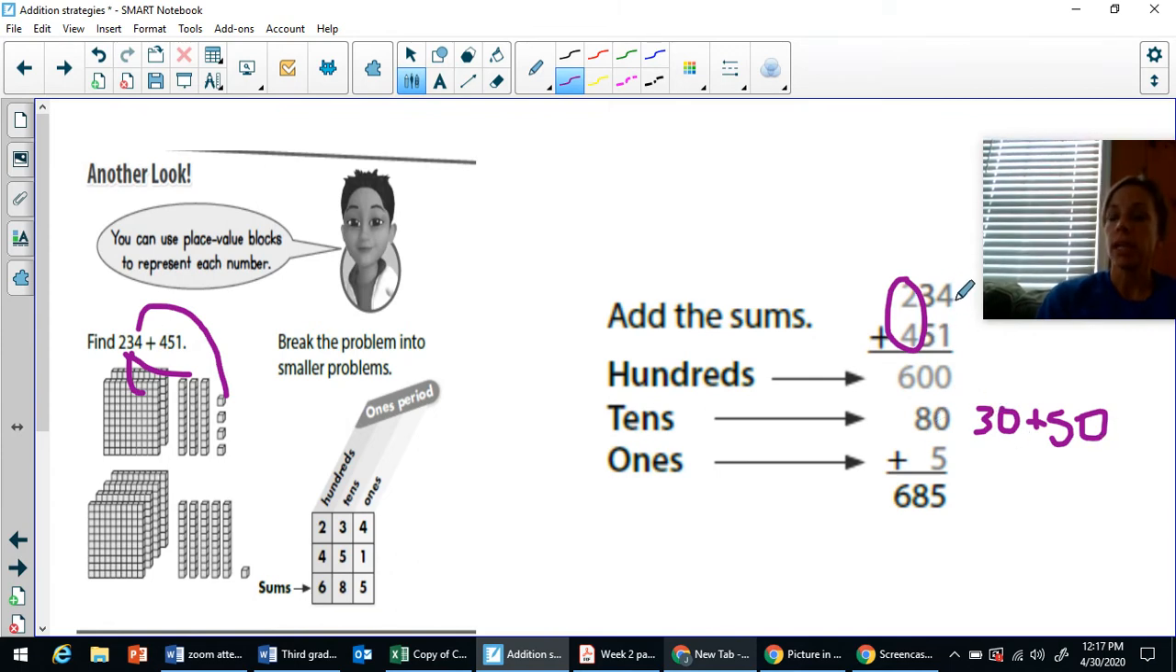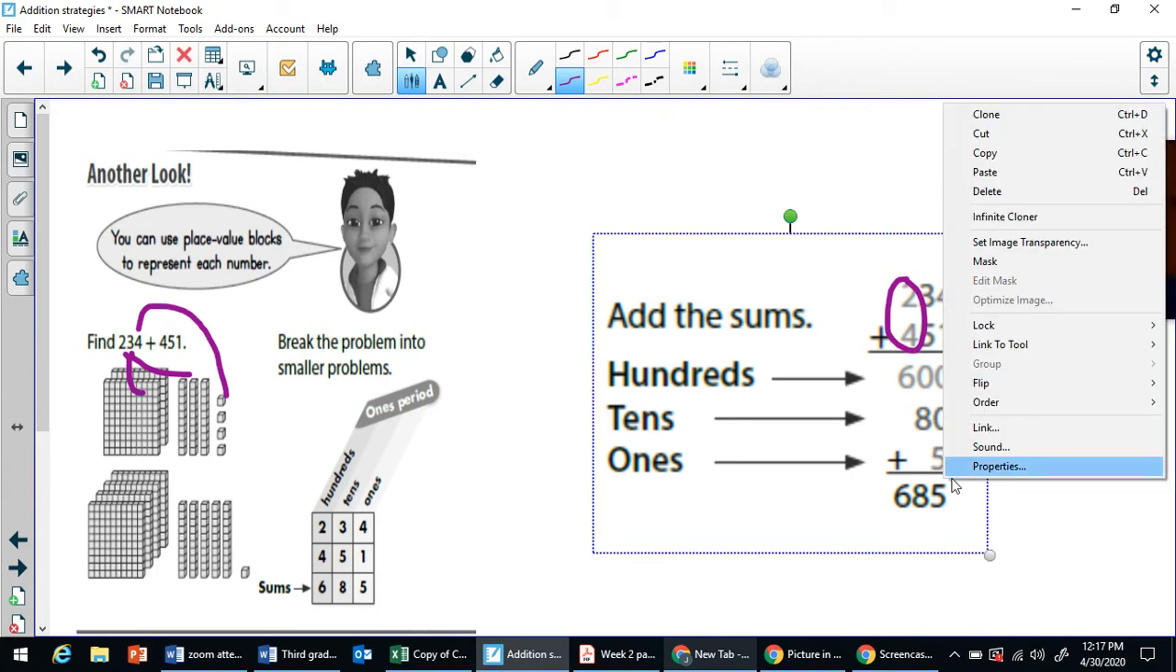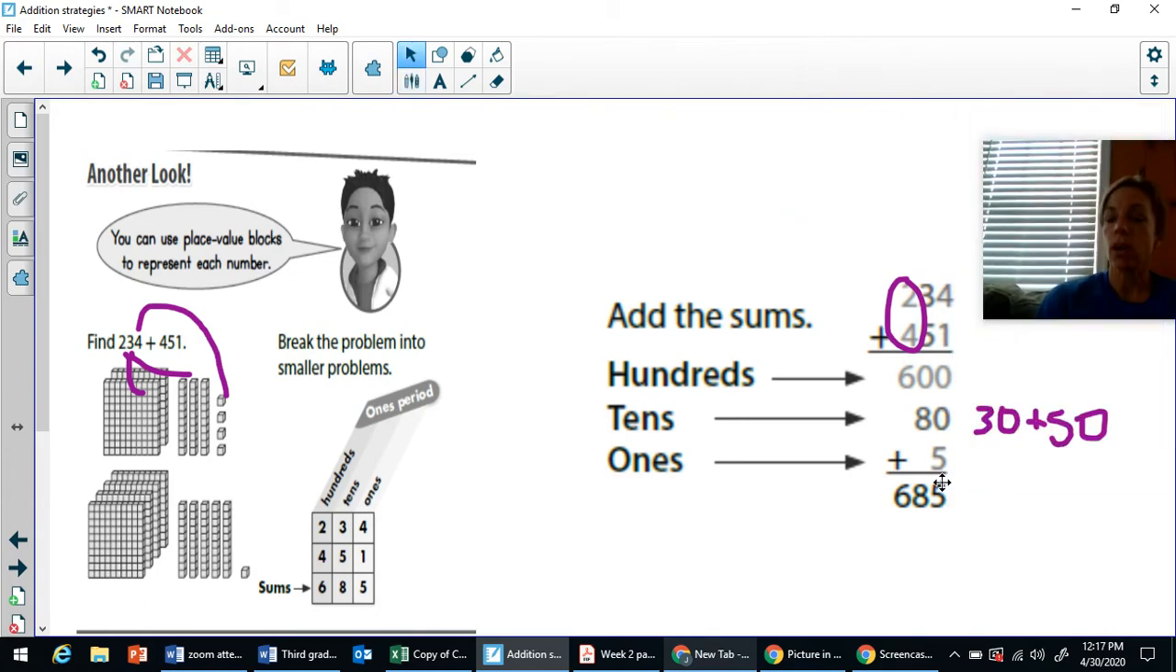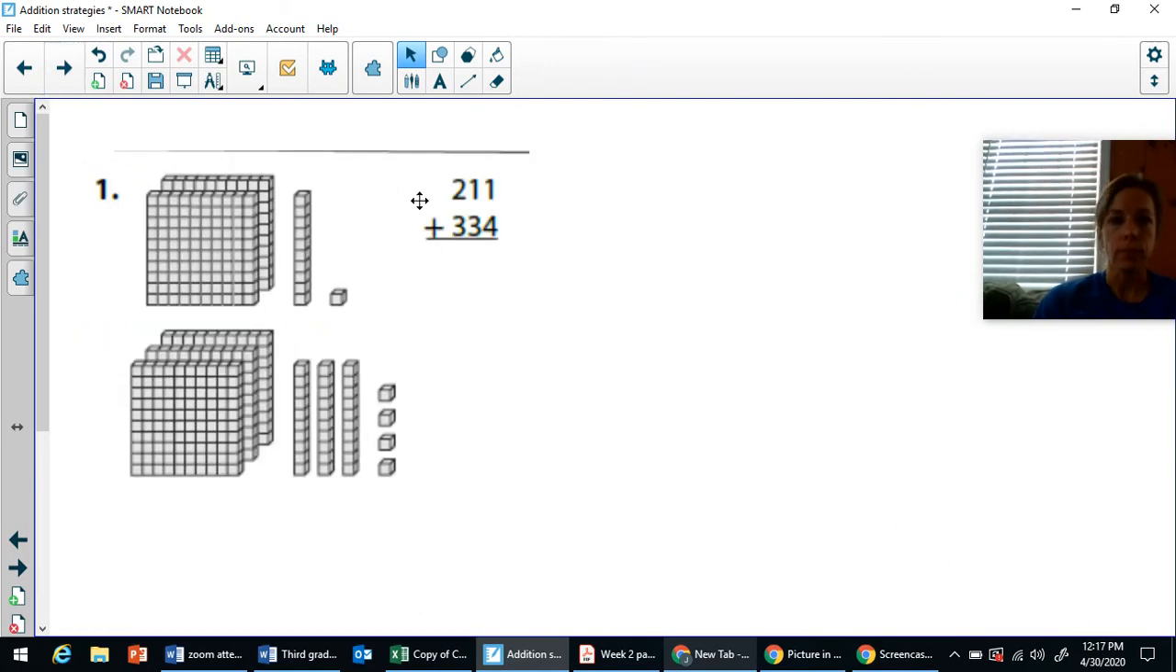And then in the ones place, very simple, I can add the 4 and the 1 and I get 5. Then I would take all 3 of those numbers and add them together and get 685. That is where that whole idea from expanded form really comes into place, because all you're doing is adding the hundreds, tens, and the ones. So let's look at another example of that.